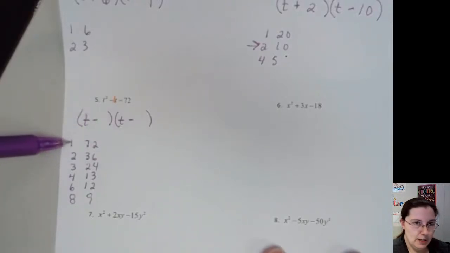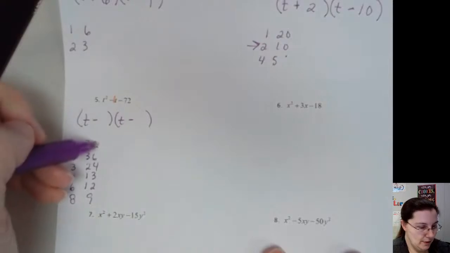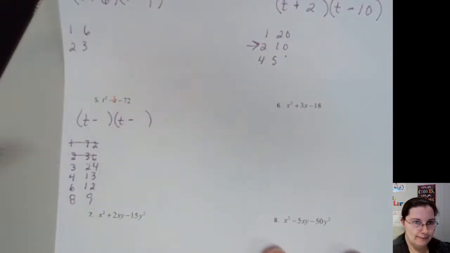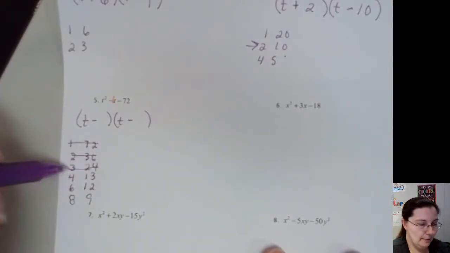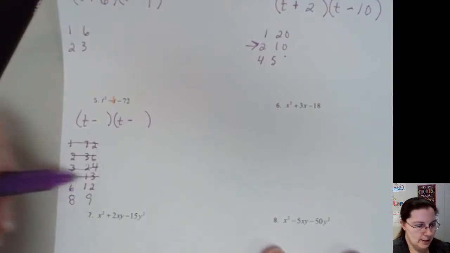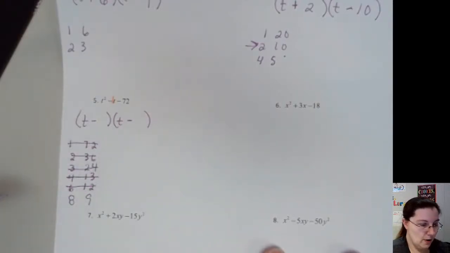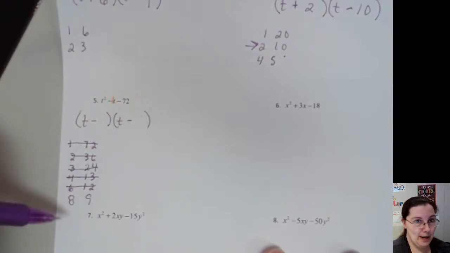So 1 and 72 can't get to 1, so those are not an option. 2 and 36 can't get to 1. 3 and 24 can't get to 1. 4 and 13 can't get to 1. 6 and 12 can't get to 1. It means 8 and 9 are my option.